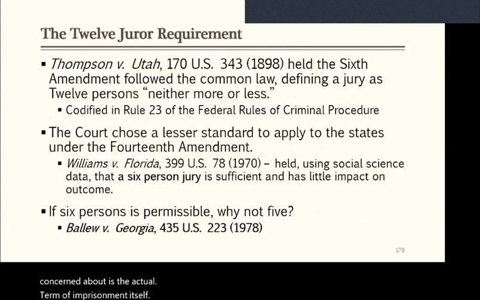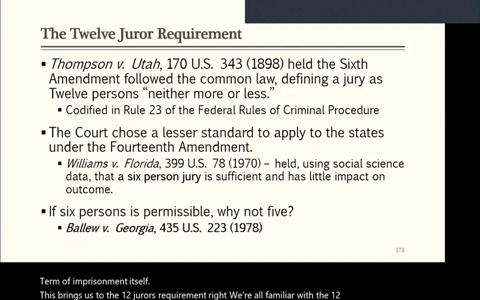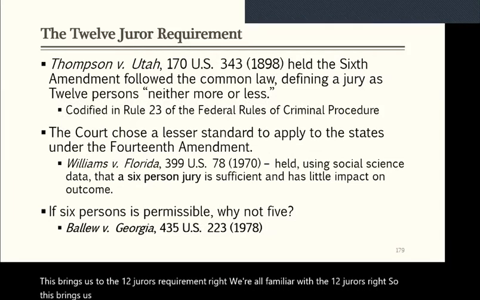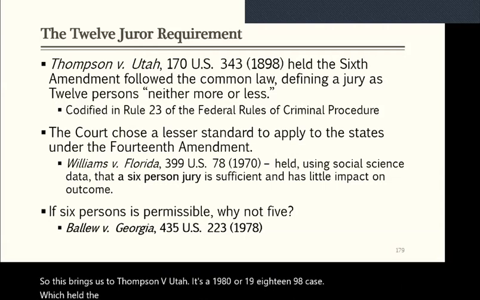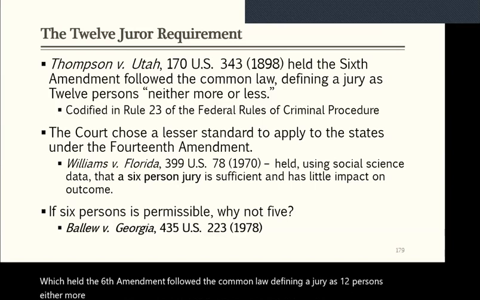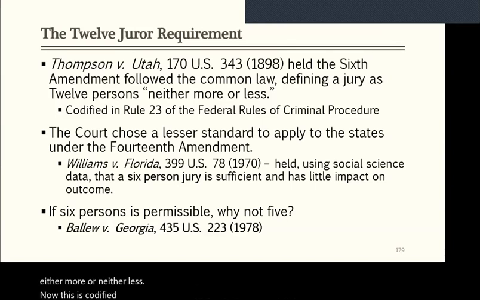So this brings us to the 12 juror requirement, right? We're all familiar with the 12 jurors, right? So this brings us to Thompson v. Utah. It's a 1898 case, which held the Sixth Amendment followed the common law, defining a jury as 12 persons, neither more nor less. Now, this is codified in Rule 23 of the Federal Rules of Criminal Procedure.